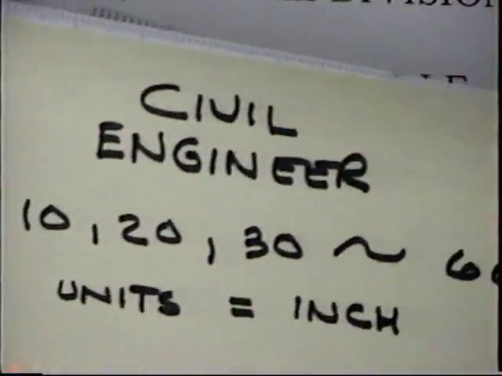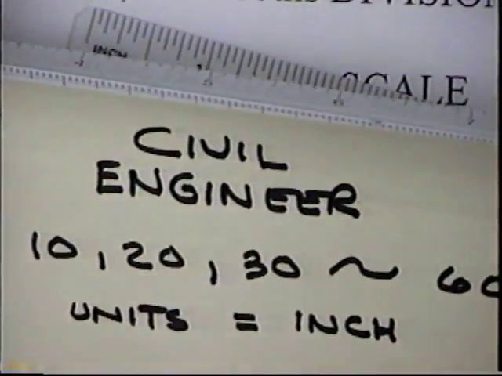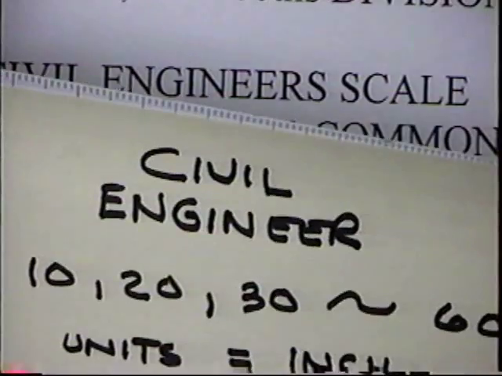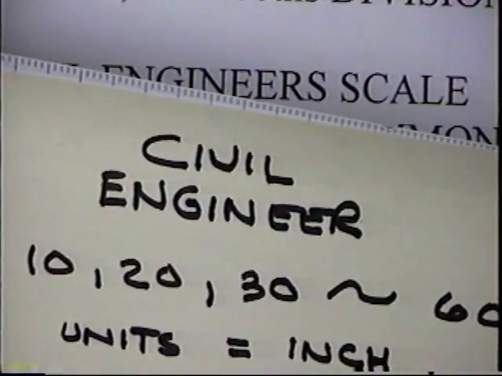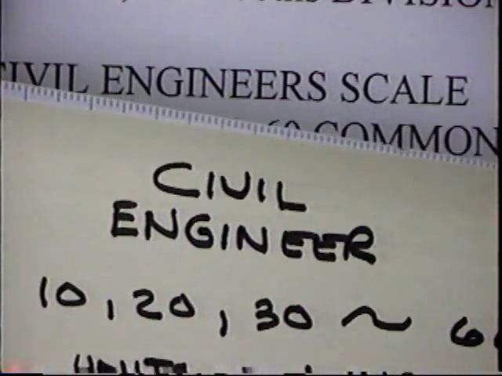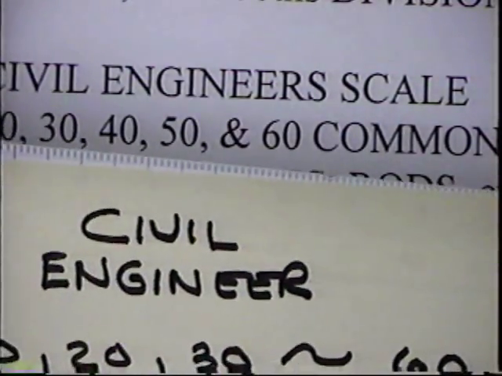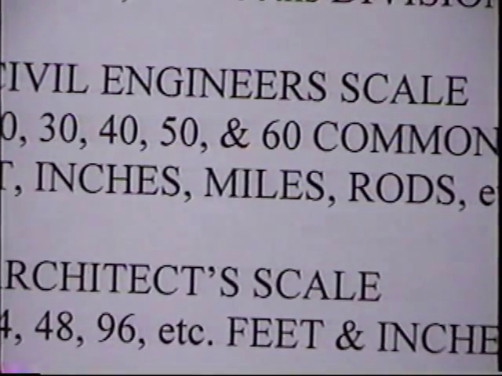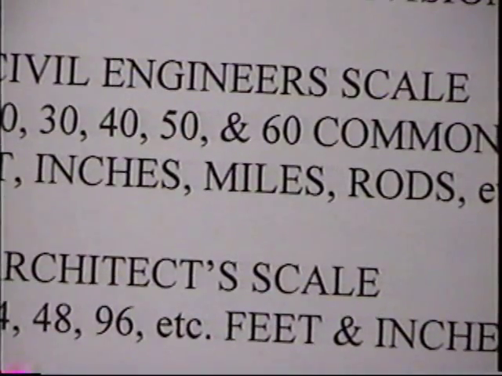So this is the civil engineer scale. You can see basically how we identify it, how we use it. And the civil engineer scale is very common for large displacements of length, and that's the reason for the civil engineer scale. Now we've got another scale that we look at, and that of course is our architectural scale.